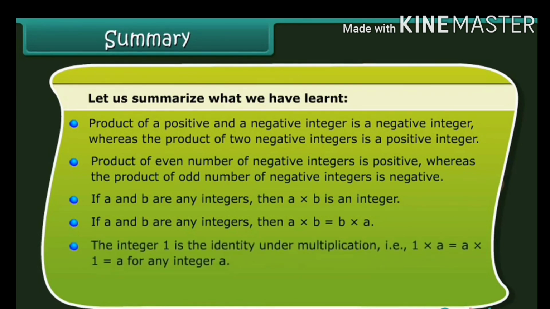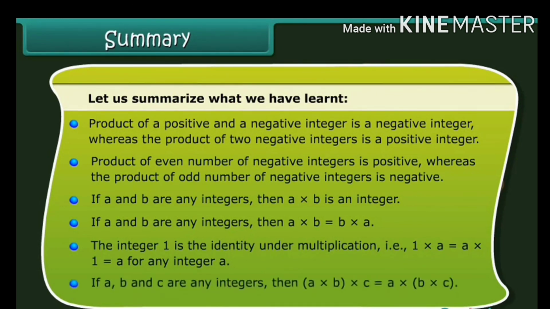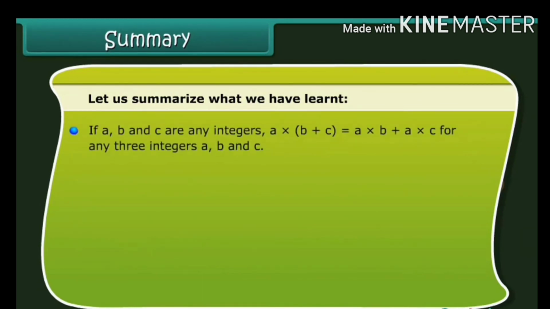The integer 1 is the identity under multiplication, that is, 1 into a is equal to a into 1 for any integer a. If a, b and c are any integers, then (a into b) into c is equal to a into (b into c). If a, b and c are any integers, a into (b plus c) is equal to a into b plus a into c for any three integers a, b and c.